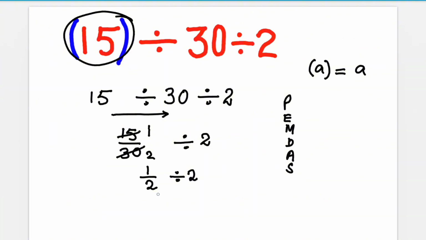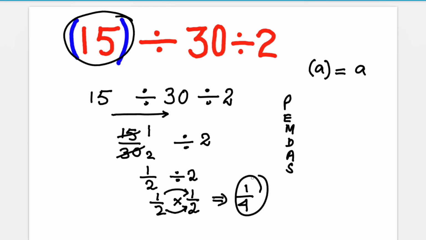Okay, now 1 over 2, that division is converted into multiplication, and we have to flip the 2. We mean we have to take its reciprocal. It will become 1 by 2. So 1 times 1 will be equal to 1, and 2 times 2 will be equal to 4. So 1 by 4 will be our answer.